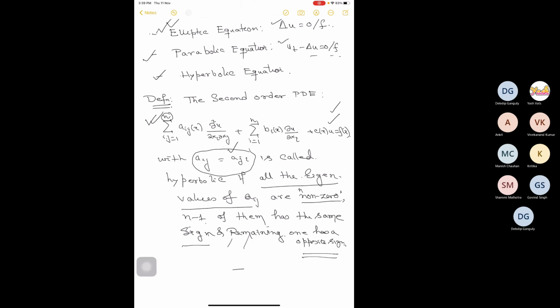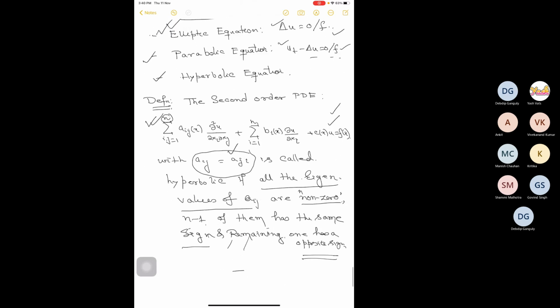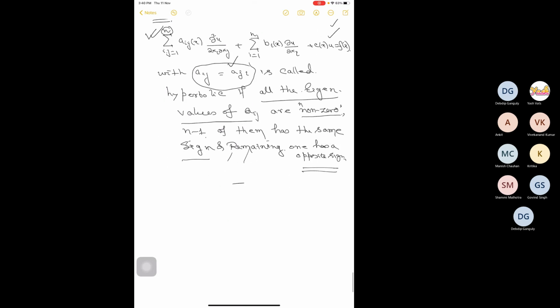So you know the definition of elliptic, and the example of elliptic is the Laplacian. You know parabolic: the heat equation. And the last one is the hyperbolic one, and what is the example? Can anyone tell me? The example is the famous wave equation. This is called the wave equation.